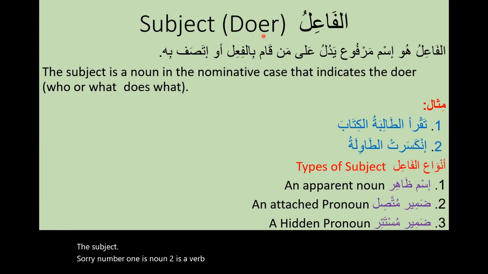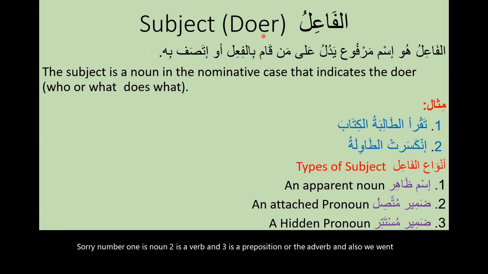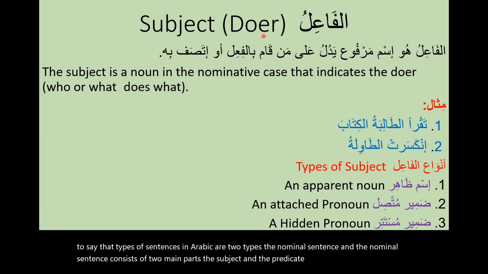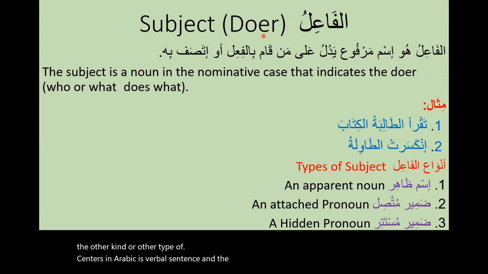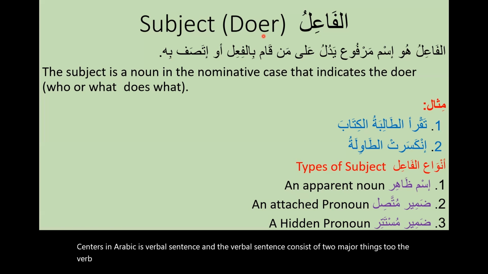And also, we went on to say that types of sentences in Arabic are two types: the nominal sentence, which consists of two main parts, the subject and the predicate. The other type of sentence in Arabic is the verbal sentence, which consists of two major things too, the verb and the subject, which is today's topic.